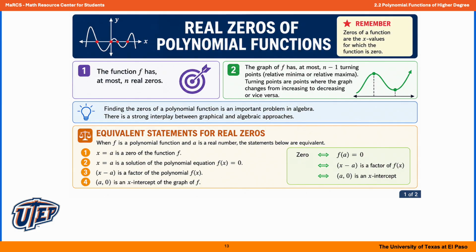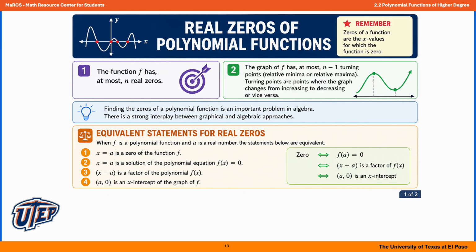It is important to remember that the zeros of a function are the points at which the function crosses or touches the x-axis. So the degree of the function can tell us how many real zeros we have. So the function f will have at most n real zeros. For example, if we have a polynomial of degree 3, then the most real zeros we can have is 3.